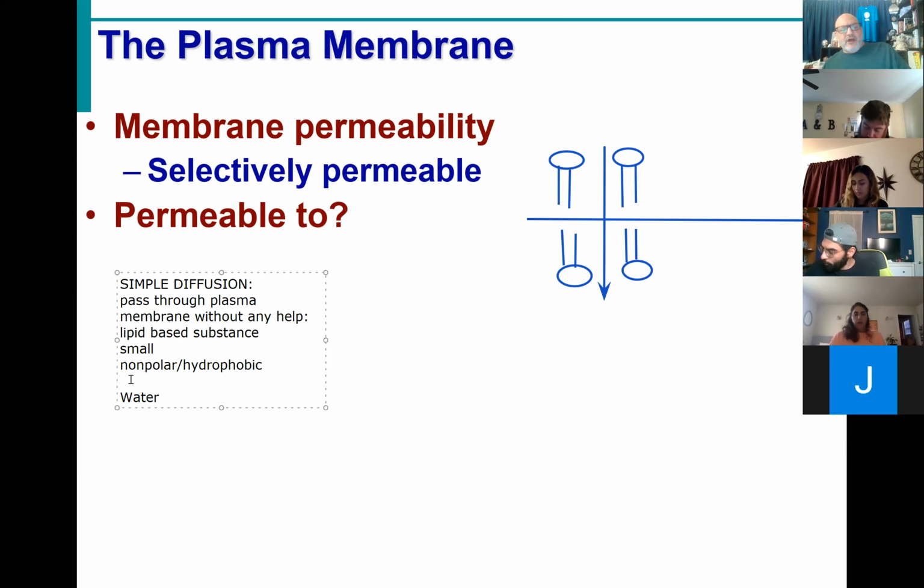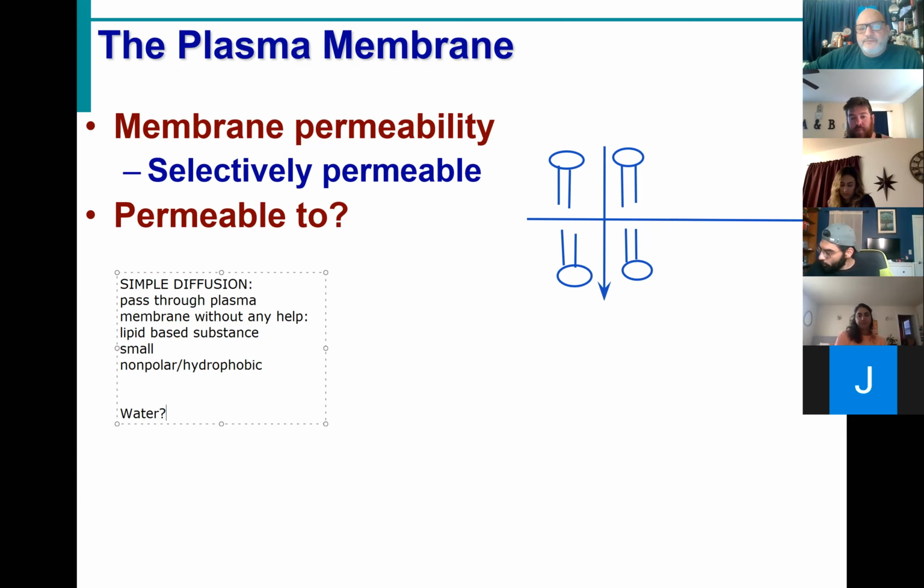Lipid-based, small, non-polar. And that brings us back to water. Does water meet those three criteria? No. It is small, but it is definitely not lipid-based, and it's definitely not non-polar. So when I asked what passes through the plasma membrane without any help at all, the first thing you mentioned was water. Should water be able to pass through the plasma membrane without any help? No. But you all said it first because you all know it's true.